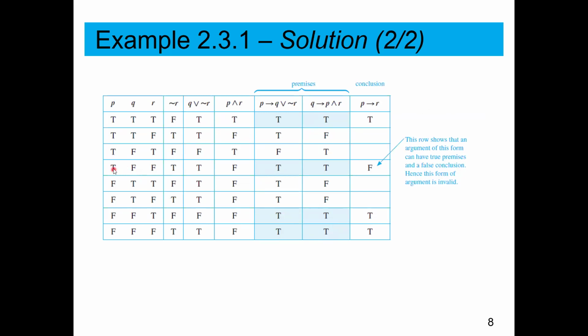What I have to do is come back here and check P, R. Well, this is true and this is false, so this has to be false. For this one row, it fails. All it takes is one row to fail, and it is automatically an invalid argument.